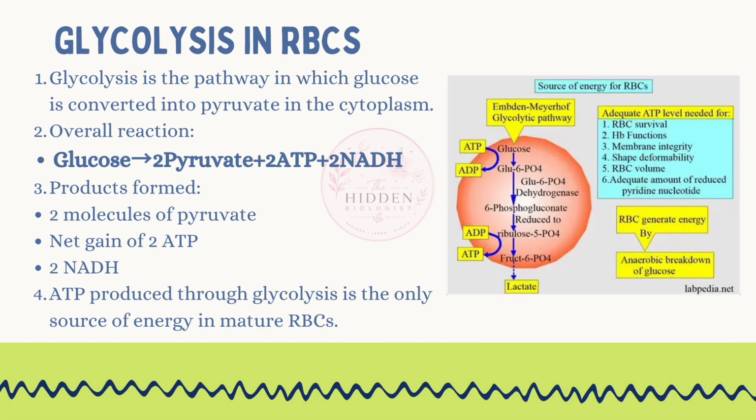Glycolysis in RBCs. Glycolysis is the pathway in which glucose is converted into pyruvate in the cytoplasm. The overall reaction is like this. Glucose gives 2 pyruvate, 2 ATP and 2 NADH. The products formed are 2 molecules of pyruvate, a net gain of 2 molecules of ATP as well as 2 molecules of NADH. ATP produced through glycolysis is the only source of energy in mature RBCs. Here is the flowchart of glycolysis in RBCs.